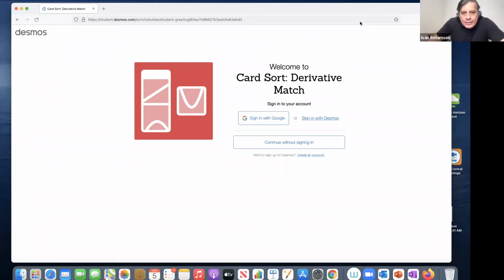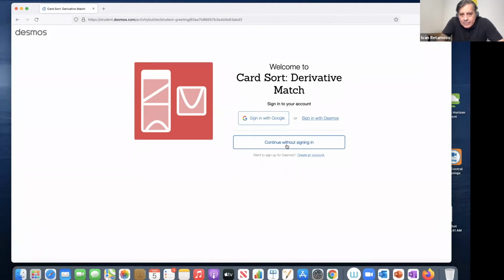Let's start with this Desmos activity 2, card sort derivative match. In case you just joined and for some reason you cannot get into this activity, I just sent the link again. Just click in there and let's go through it. I will try to go as far as I can so you will have a good background, a good reference for you to go through these activities.